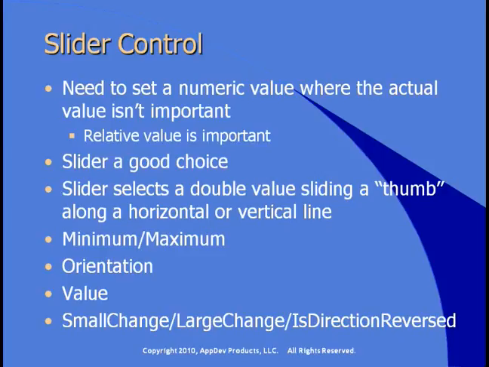The small change and large change properties determine how the slider moves when you click at various places on the slider, and the is direction reversed property allows you to have the slider appear with its minimum value at the end of the slider and the maximum value at the beginning of the slider. So you can reverse the meaning of the slider's movement.